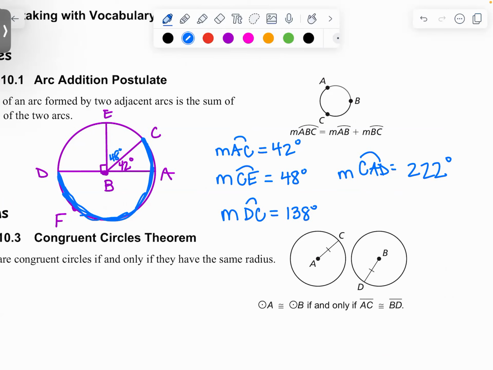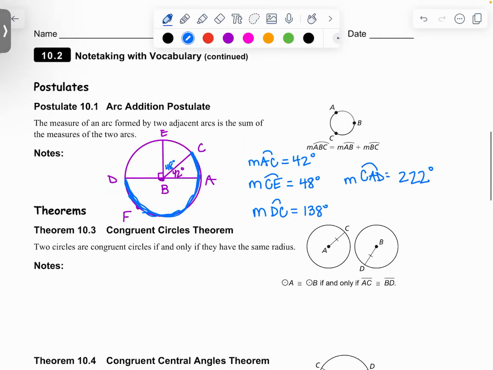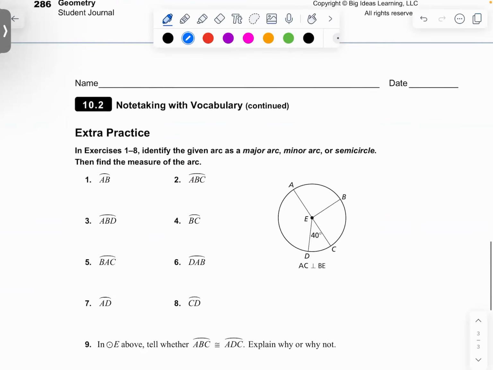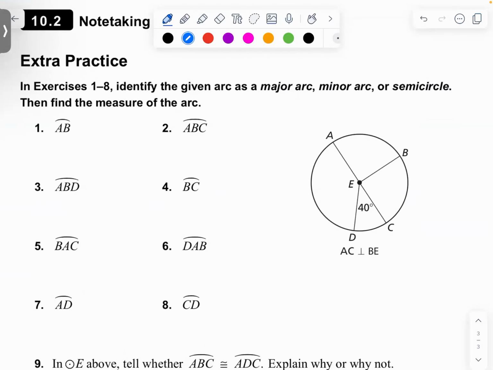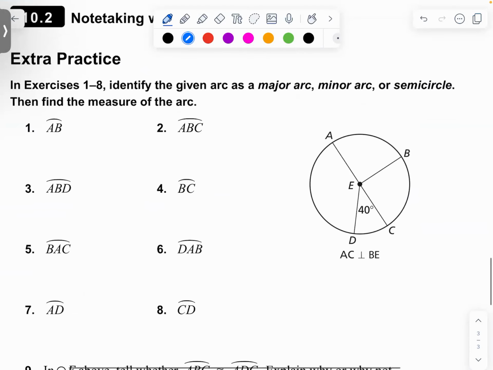All right, this is what I want you to do. You and your elbow partner, on that next page where it says extra practice, I'm going to give you like 3 minutes to fill out 1 through 8. You have to say major, minor, or semicircle, and give me the degree measurement for all 8 of these arcs. Ready, set, go.